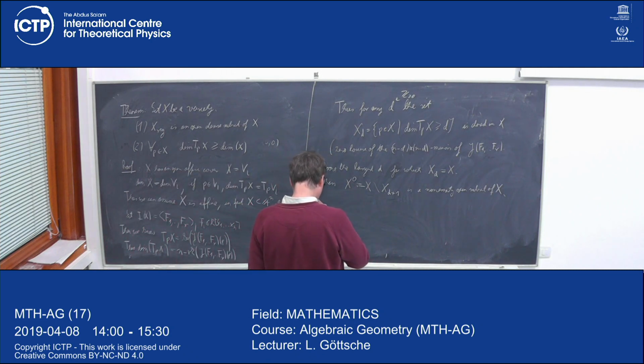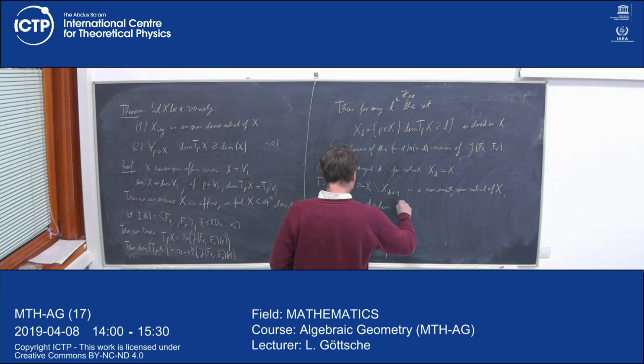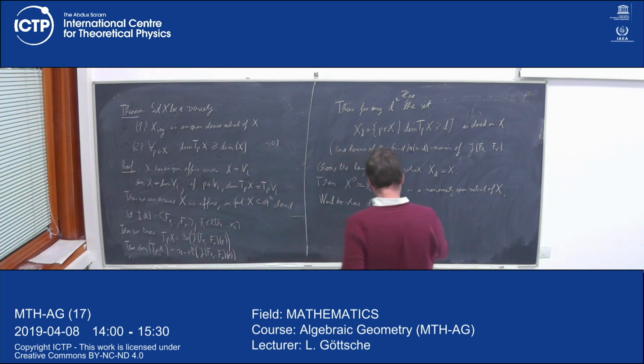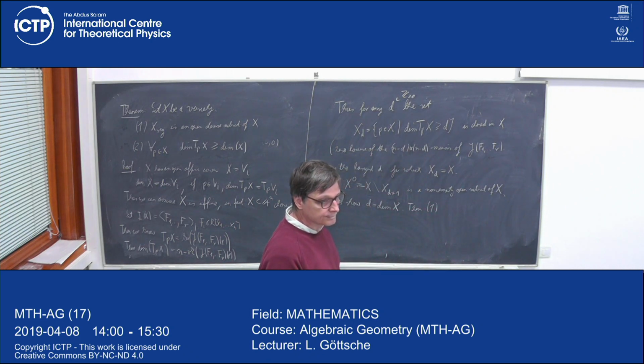So now we want to show that d is equal to the dimension of X. I claim then our theorem is proved. Because then, actually we have that every point in this set X0 is regular. But it follows without this, because we just said that the dimension is the minimal of the possible dimensions. We don't know that the dimension of the tangent space is equal to the dimension. That we still have to prove.